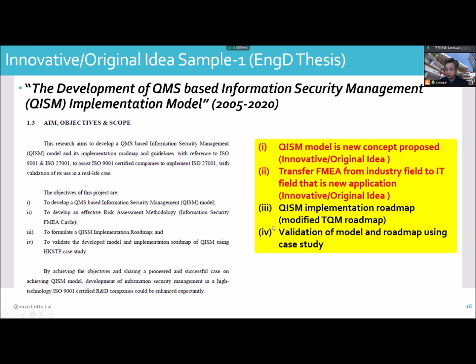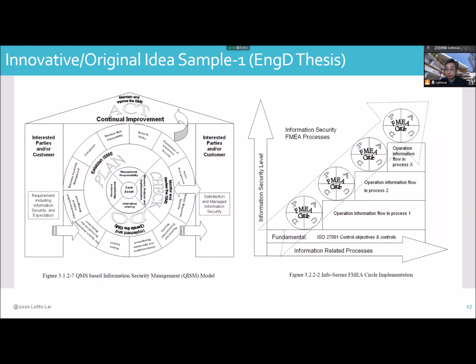The other two follow the TQ environment and have similar studies. This is the model I established before, and it is the FDA and new circle I proposed for information security management.